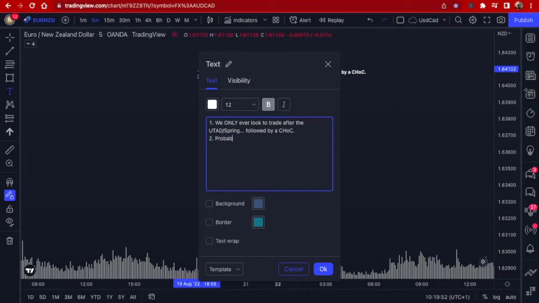Number 2, probability over profitability. We only ever look to take the trade after the UTAD or the spring followed by a CHoCH. Probability is more important than the profitability. We're not looking to catch 100 to 1R, we're just looking to simply make profit consistently, okay? And number 3, higher time frame comes first. That's it. Write those 3 things down. Always follow these rules and I'm pretty certain you're going to find some success in the Wyckoff.